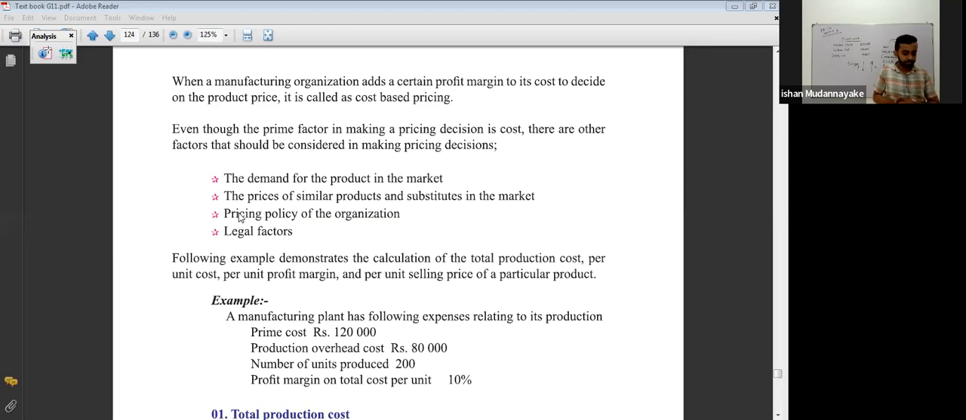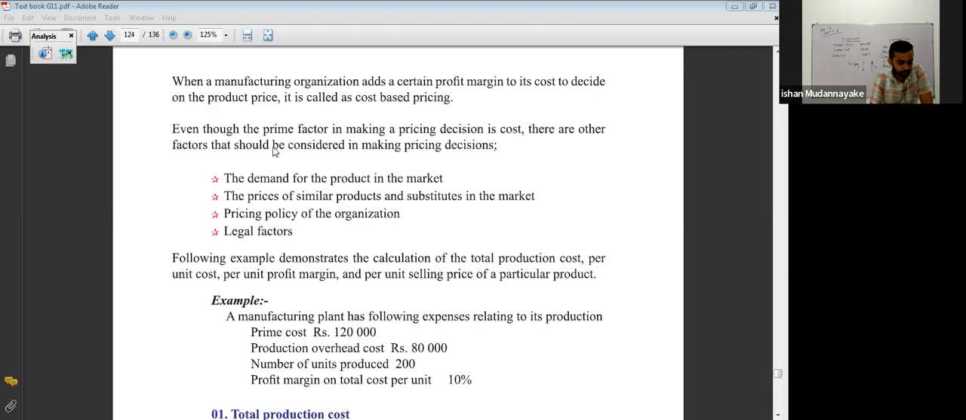Okay, right. Then students, please highlight other factors that should be considered in making pricing decisions. The examiner may ask you to write down 2 factors considered by a business organization when they're deciding the market price. Now, please highlight other factors that should be considered in making pricing decisions.